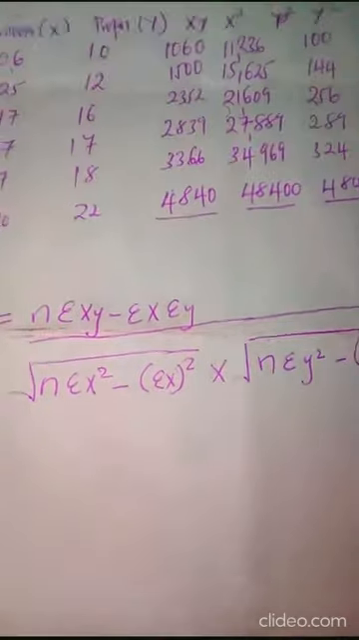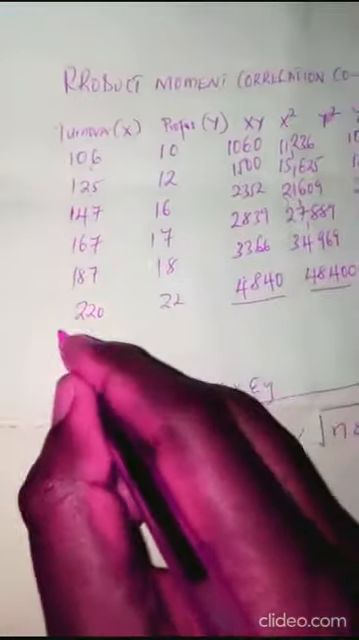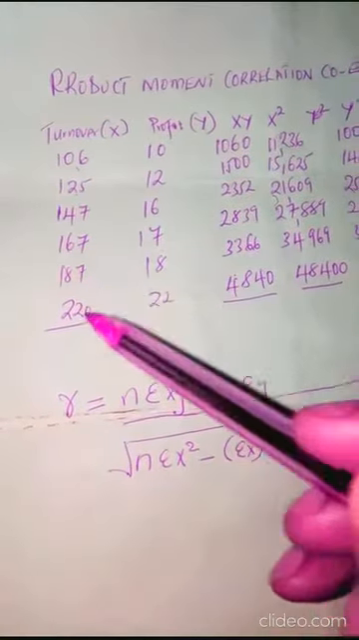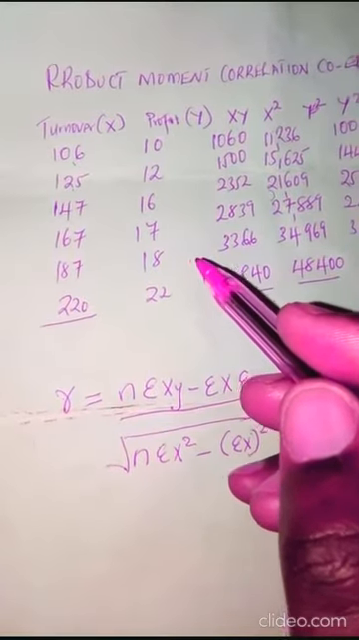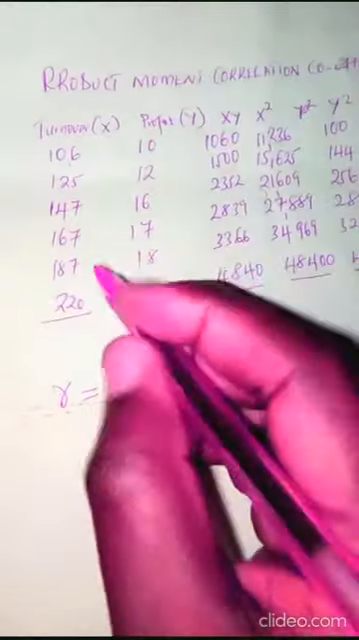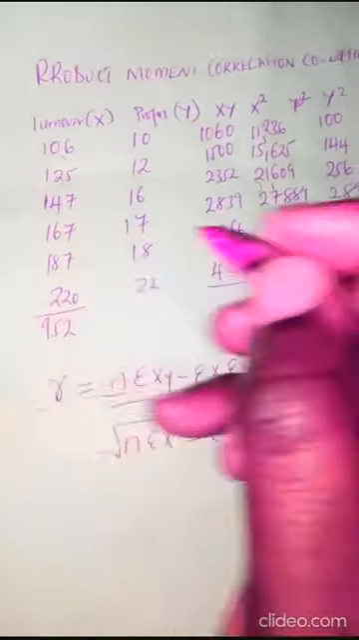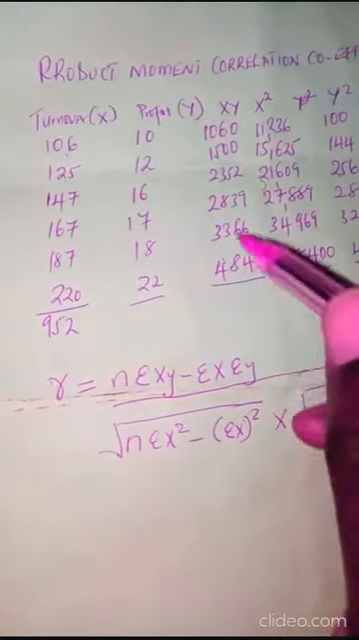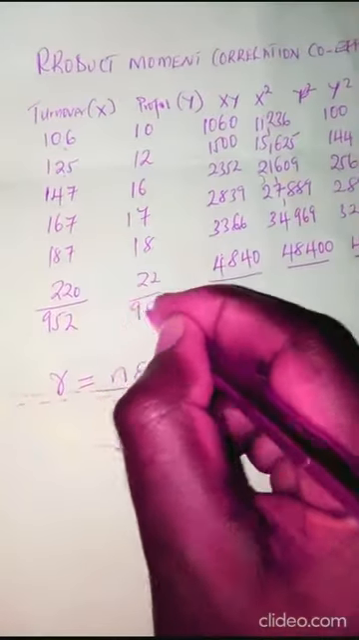Then the next step is now to get the summation of each and every column that you have. You start with adding the values of x, 106 plus 125 plus 147, 167 plus 187 plus 220. Using your calculator, you get 952. Then from your calculator, you add 10 plus 12 plus 16 plus 17 plus 18 plus 22. You're going to get 95, that is the sum.